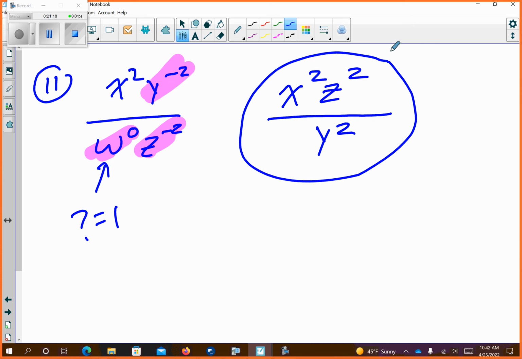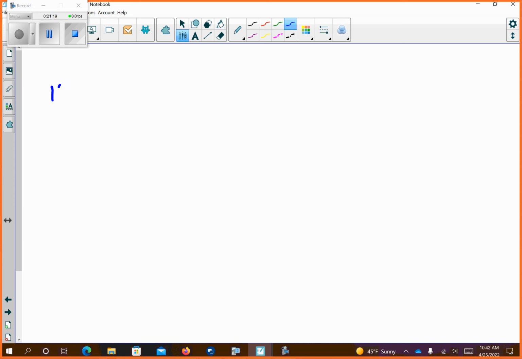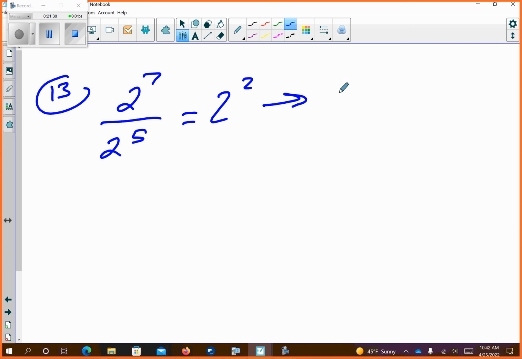All right, now I'm on page 186. Ready? Number 13. I get 2 to the 7th over 2 to the 5th. Tug of war, who wins, top or bottom? Top by how many? What's 2 squared? Done.